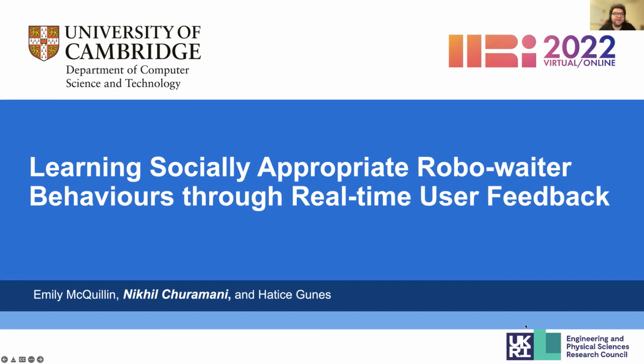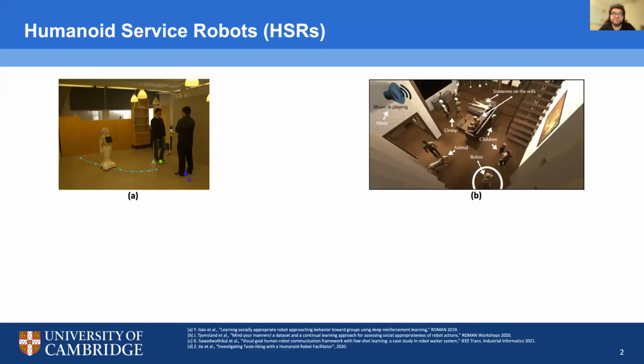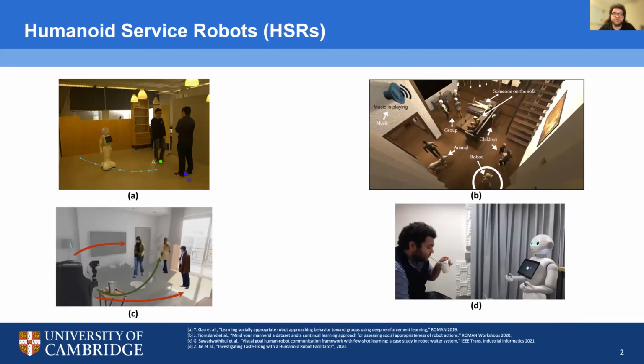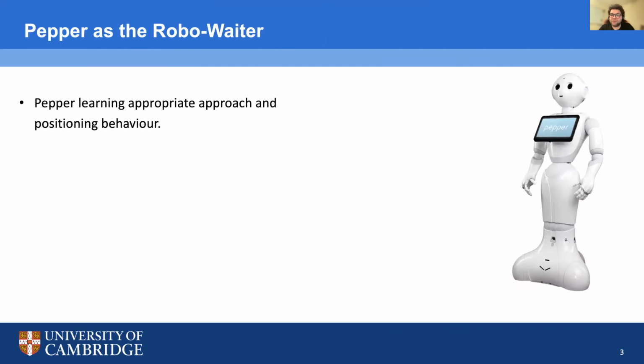Great. So I'm Nikhil. I'll be talking about our paper on learning socially appropriate robot behaviors through real-time user feedback. Humanoid service robots need to learn behaviors that are consistent with what is considered socially appropriate by humans. This could be learning approach behaviors in a group setting, or in a complex home environment, or even facilitating humans in restaurant settings, for example, for robo-waiters.